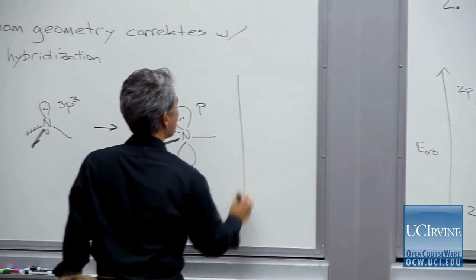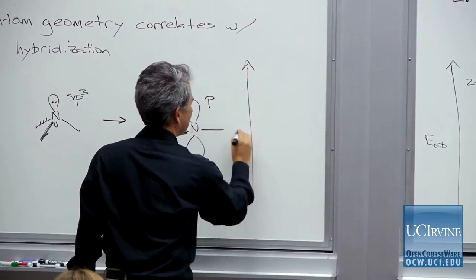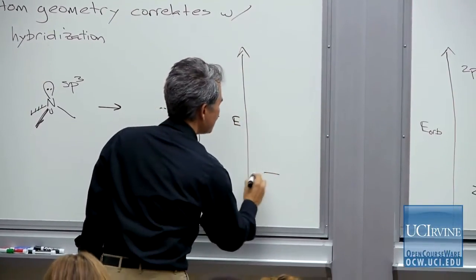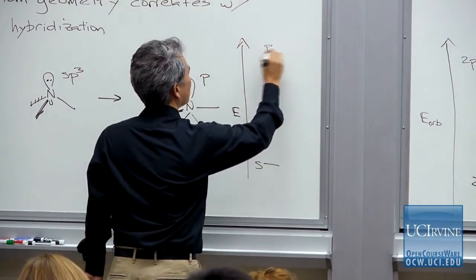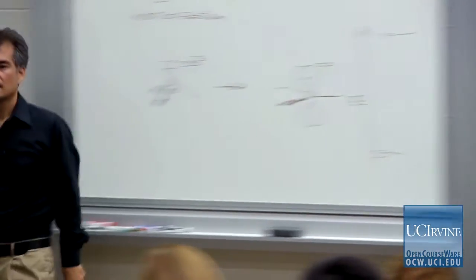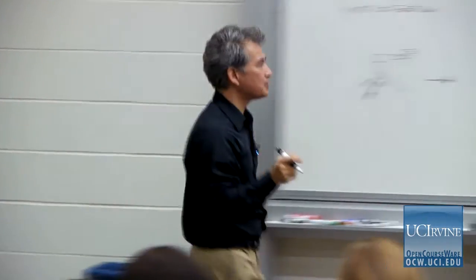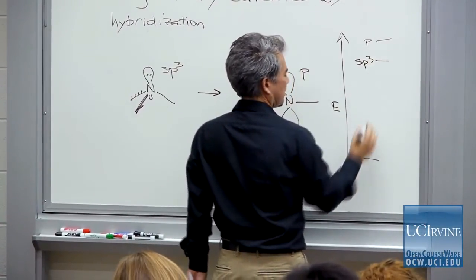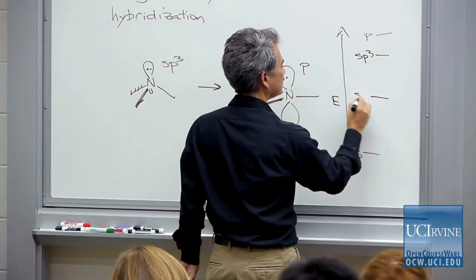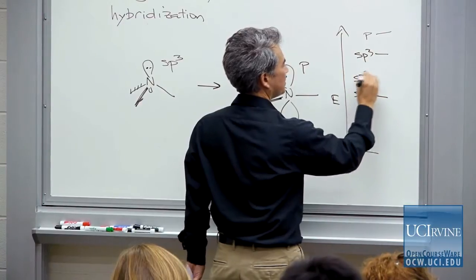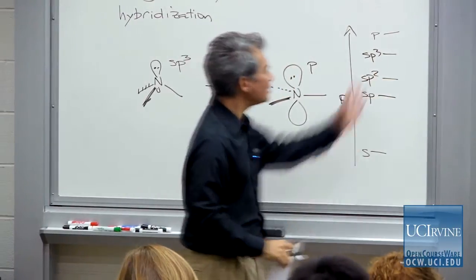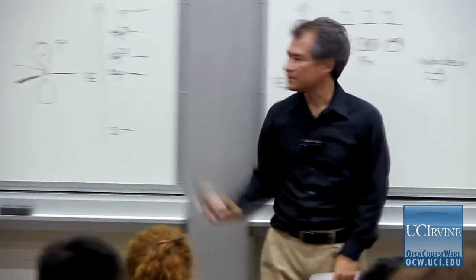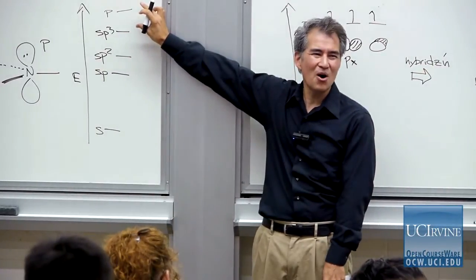Let me try to draw all these on a single diagram so that you can see what's going on. So if I have an s orbital down here and a p orbital up here, sp3 orbitals are lower in energy and p orbitals are higher in energy. sp orbitals are midway in between, and sp2 orbitals are up here. And you may look at this diagram, this pathetic diagram, and say, oh, but that energy difference is so small.